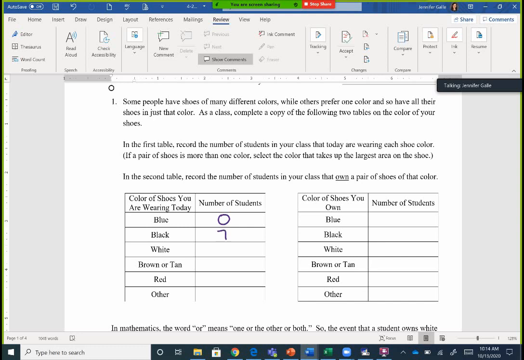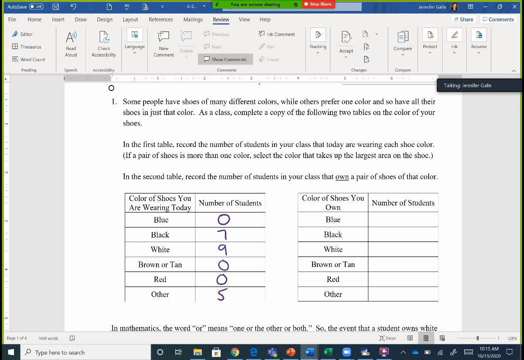Raise your hand if you're wearing white shoes today. 1, 2, 3, 4, 5, 6, 7, 8, 9. All right, so 9 people with white. Brown or tan? Anybody have brown or tan on today? Nobody? Okay. How about red shoes? Anybody wearing red today? No reds. Wow, this is not a very diverse group of shoes in here. Raise your hand if you have some other color. 1, 2, 3, 4, 5 people have some other color.